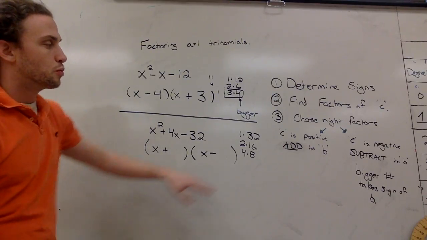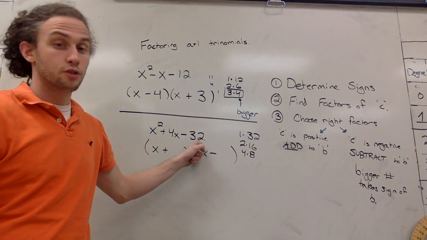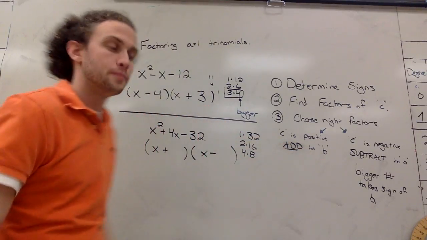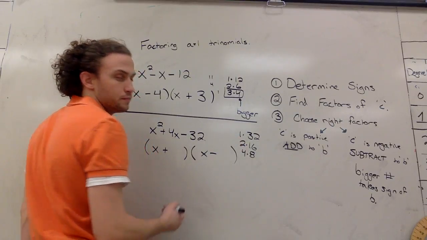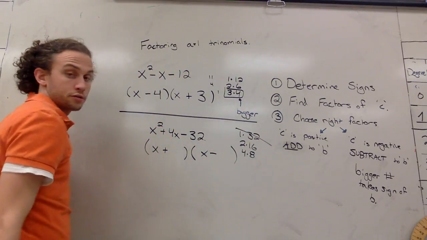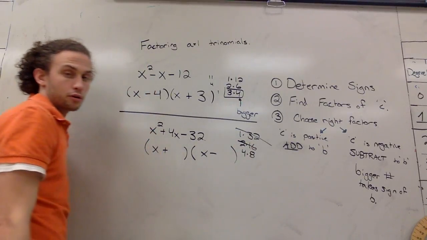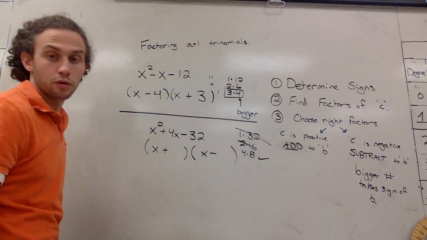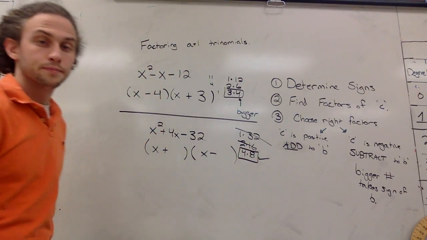Now, we choose the right one. This 32 is definitely negative, so we have to subtract to get that middle number, that B. So which numbers should subtract here? Well, 32 minus 1 is 31. Doesn't work. 16 minus 2 is 14. Doesn't work. 8 minus 4 is 4. That definitely does work. So in this case, I need to use 4 and 8.